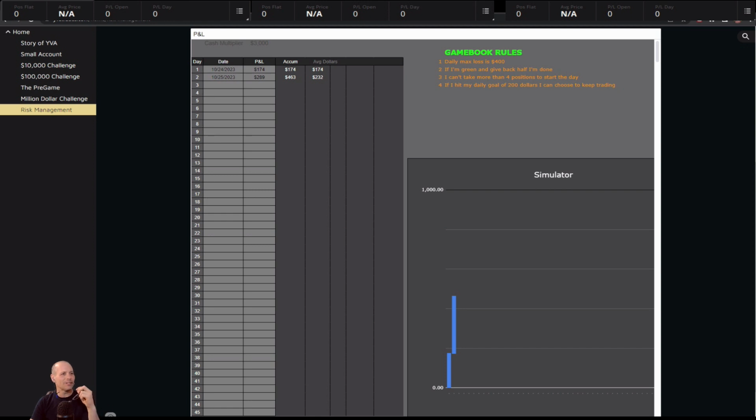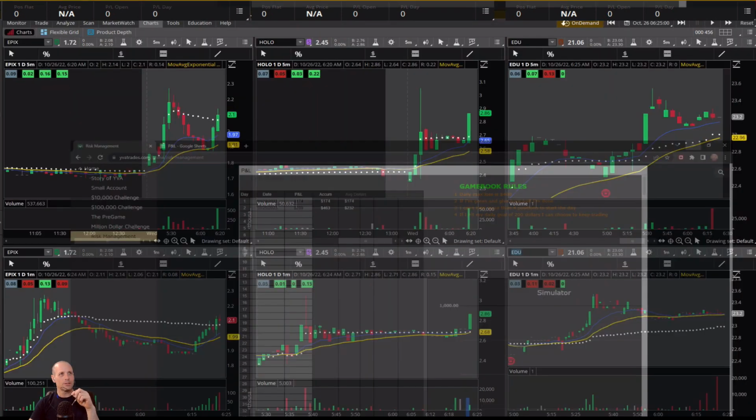Here's a look at my progress after 2 days of trading. There's also a look at the game book rules. They haven't changed from yesterday. I didn't add anything, so I thought yesterday was a pretty good day. So let's move on to the charts. Let me shrink this down here.